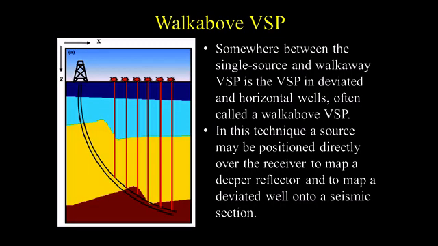Let's now discuss our fifth borehole acquisition geometry, that is, Walk Above VSP. Somewhere between the single source and Walkaway VSP is the VSP in deviated and horizontal wells, often called a Walk Above VSP. In this technique, sources may be positioned directly over the receivers to map a deeper reflector than the deviated borehole. The Walk Above VSP is also used to simply locate the positions of the deviated well onto surface seismic sections.